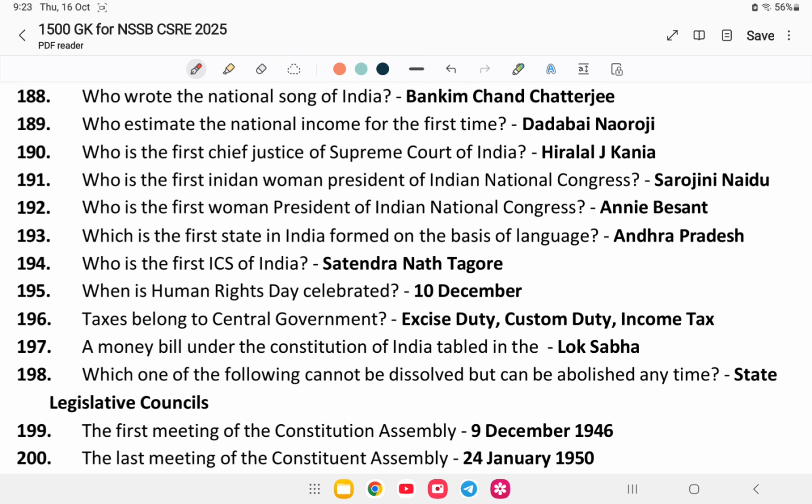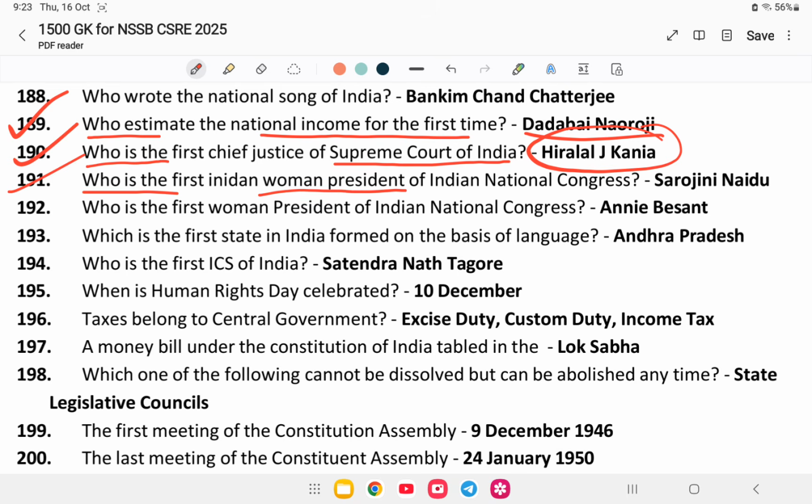Question number 189. Who estimated the national income for the first time? National income India la income to first time determined korda dada by Naoroji. 190. Who was the first Chief Justice of the Supreme Court of India? First Chief Justice of Supreme Court to Hiralal J. Kania. 191. Who is the first Indian woman president to Sarojini Naidu? 1924 Kanpur session. Question number 192.